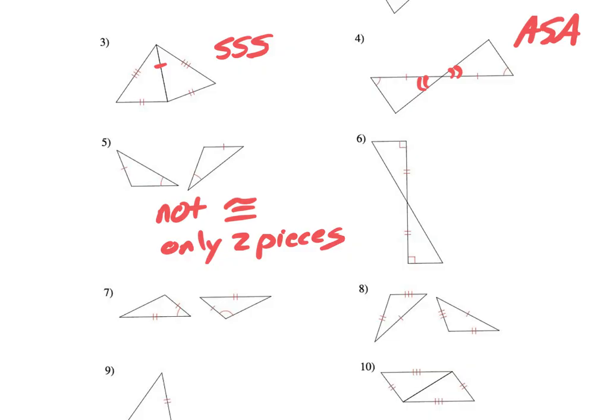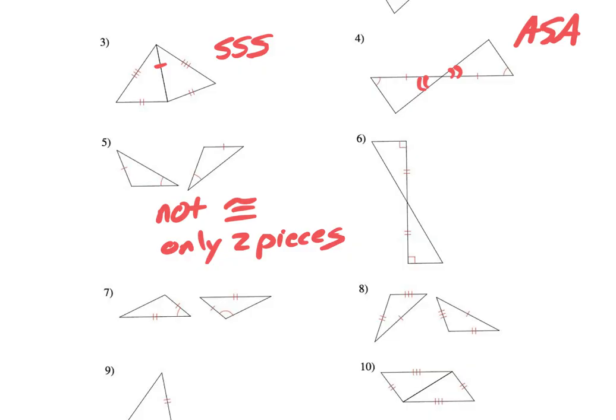So don't immediately think you have to use the HL theorem when I have a 90-degree angle, even though I could. But on this one, I can't because if this is my 90, this is my hypotenuse, and I don't know if this side and this side are congruent. It's not marked, and I don't know it, okay? So because I don't know the hypotenuse, I can't use the HL theorem.